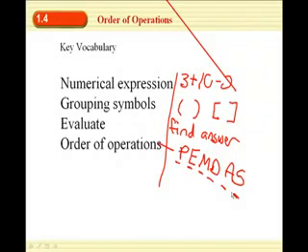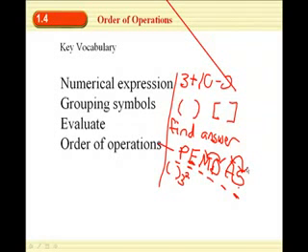P means do what's in the parentheses first. So here we are with the P, you do what's in the parentheses first. The E is the exponent. That's that little number, like 3 squared. You do the exponent. M is multiply, D is divide, A is add, S is subtract. So multiply and divide, and I put little arrows on this because you do that in order from left to right as you come to it.